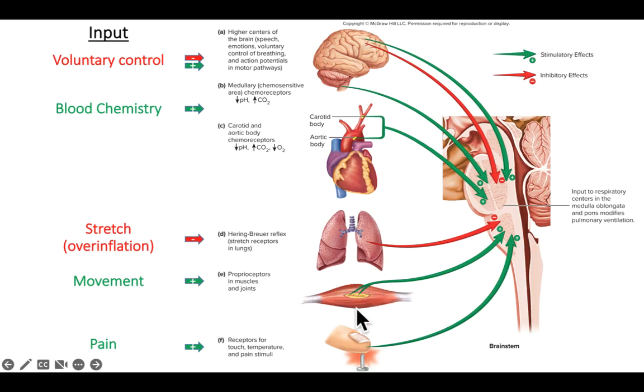Movements have a positive effect. So if muscles are contracting more or joints are moving more, you're going to start to notify your brain, hey, we're moving. We're going to probably have to breathe more. And then pain has a positive effect on breathing. So when someone is experiencing pain, their respiratory rate will actually go up. So those are all the other inputs. This is all going to that medulla, right? That medulla and the pons. And it all gets integrated to determine what our breathing rate should be.